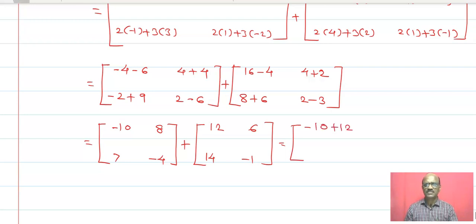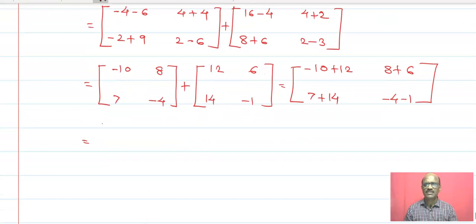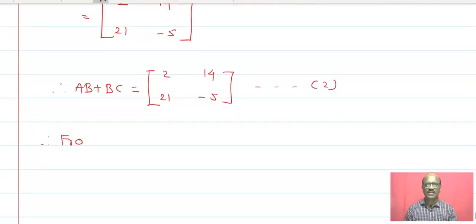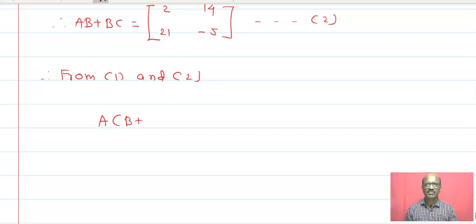And their addition is, this is the addition, and that's why their addition is 2, 14, 21 minus 5, and in this way AB plus AC is equal to 2, 14, 21 minus 5, and that's why from 1 and 2, A in bracket B plus C is equal to AB plus AC, and it is proved.